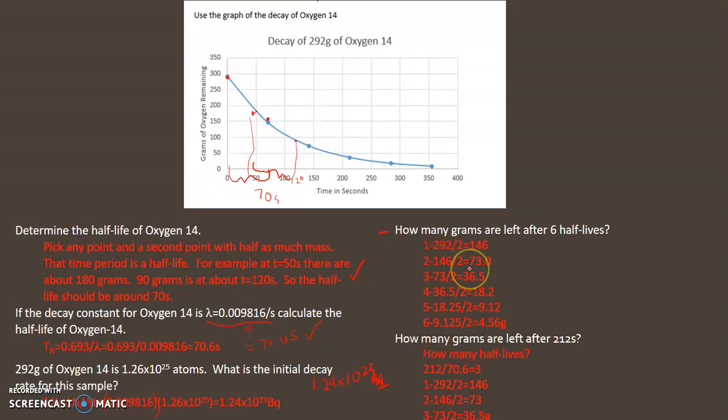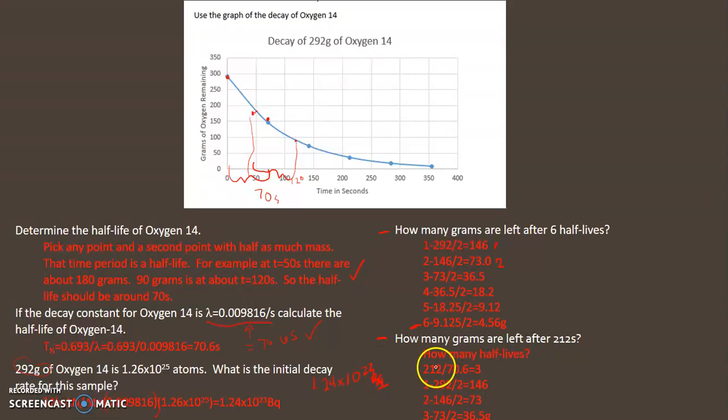The next part says, how many grams are left after 6 half-lives? So what we're going to have to do is take half all the way down through 6 half-lives. We started with 292. Again, this is coming from this part of the problem. Divide that by 2 to get 146, so that is the first half-life. Half of 146 is 73, that's 2. 73 divided by 2 is 36.5, and you're going to continue to divide by 2 whatever is remaining all the way. So after 6 half-lives, you should only have 4.56 grams left of oxygen 14.